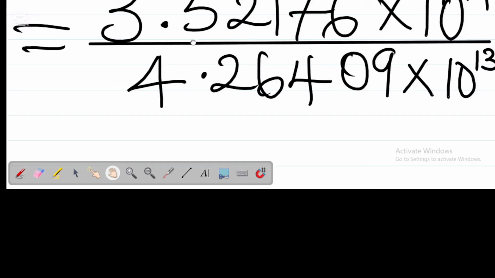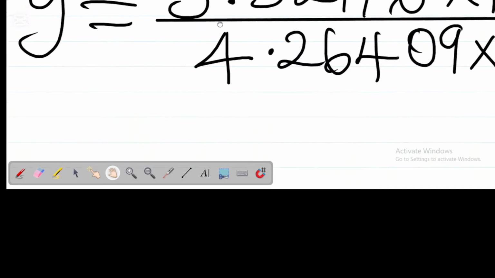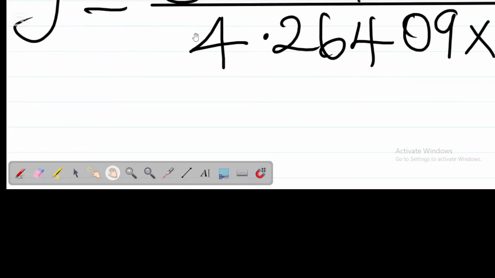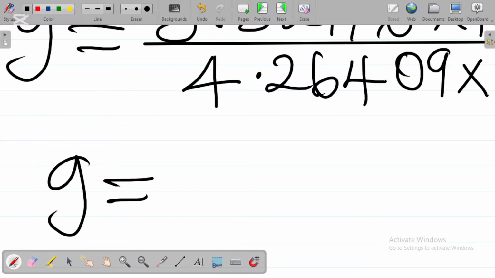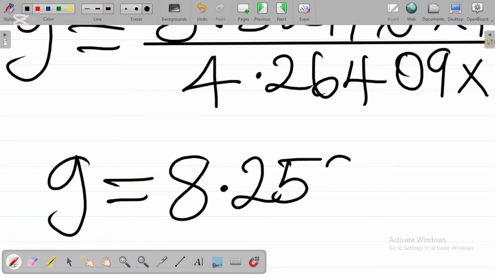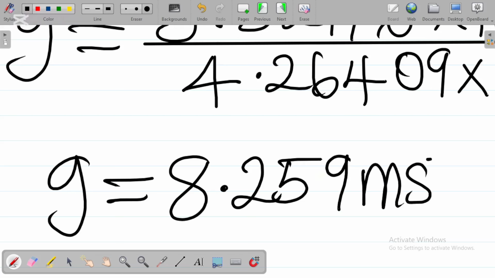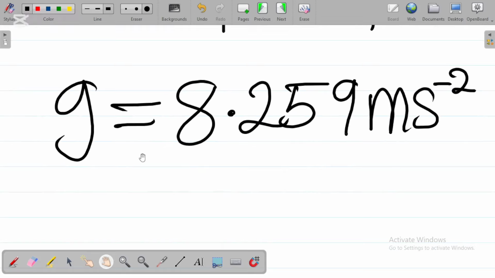Alright, kindly punch your calculator to confirm all the values. G is equal to, if you divide through, 8.259. And remember, acceleration due to gravity is measured in meter per second square. So let's call this G2. Remember, we called the first one G1.